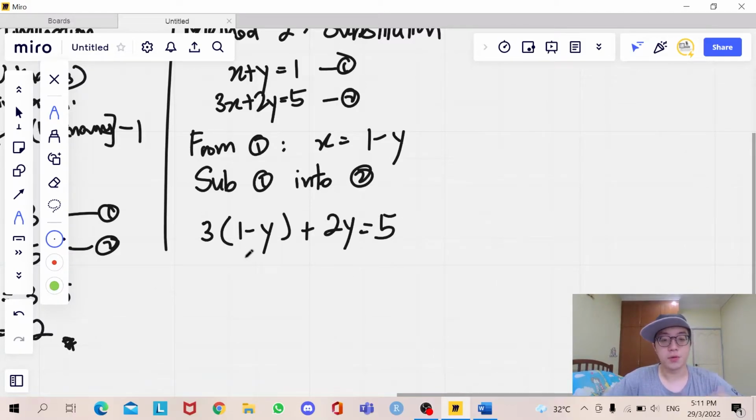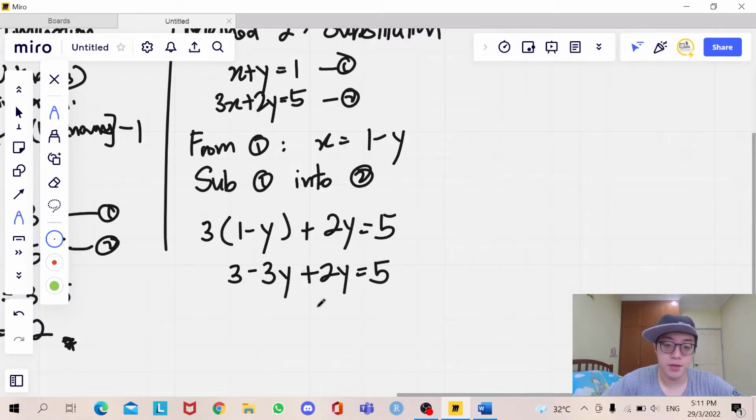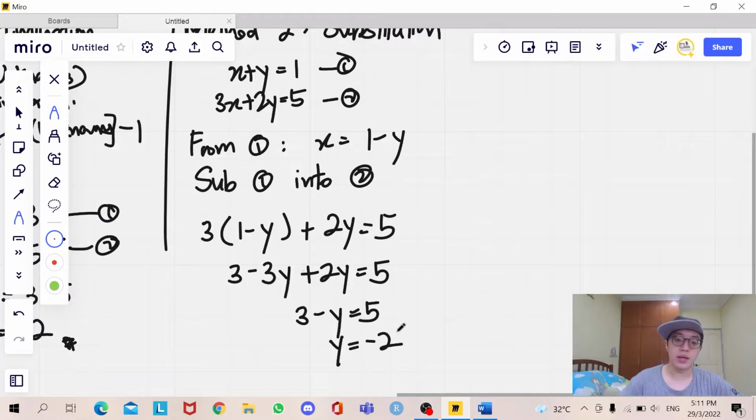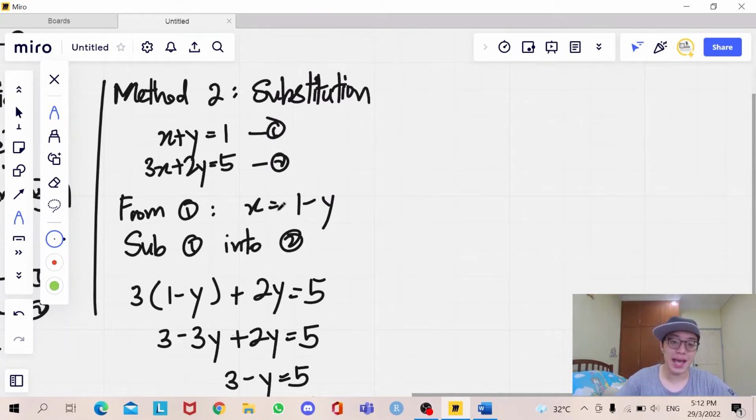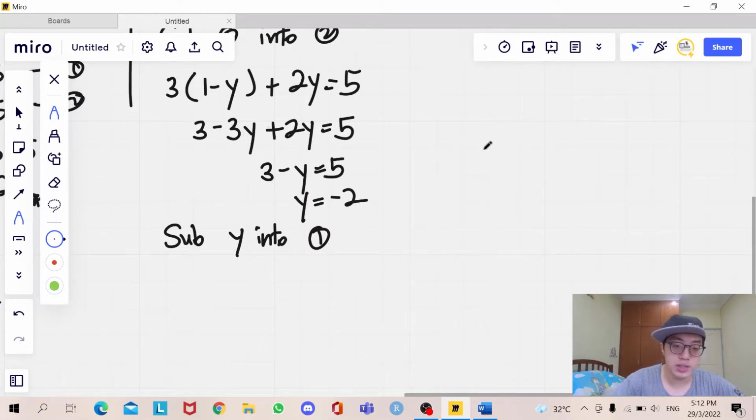From the last video where I talked about expansion, we know that this will give you 3 minus 3y plus 2y equals to 5, and therefore you will get 3 minus y is equals to 5, and if you rearrange it, you will get y equals to negative 2. And then the same process, you will need to sub the y back into any of the equations, but since you have made x the subject here, you can just directly sub into 1. Therefore, you will get x is equals to 1 minus y, therefore x is equals to 3.